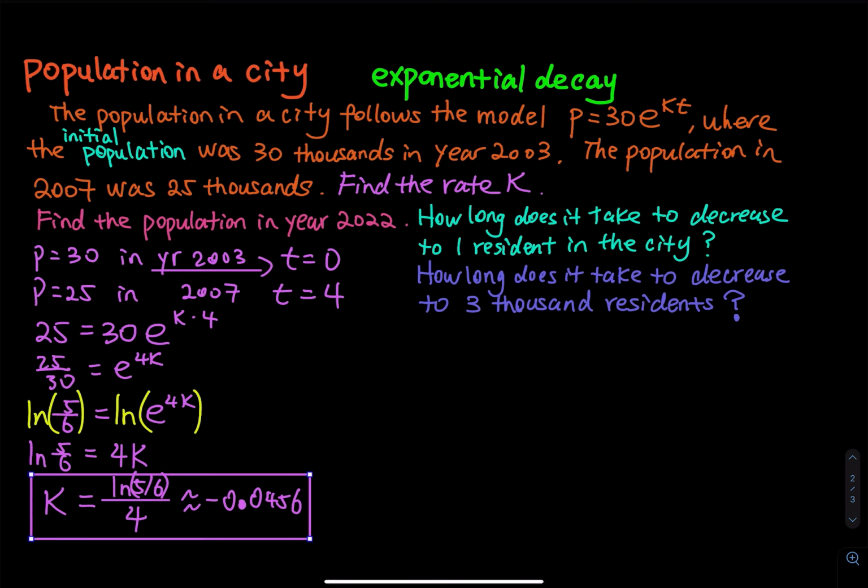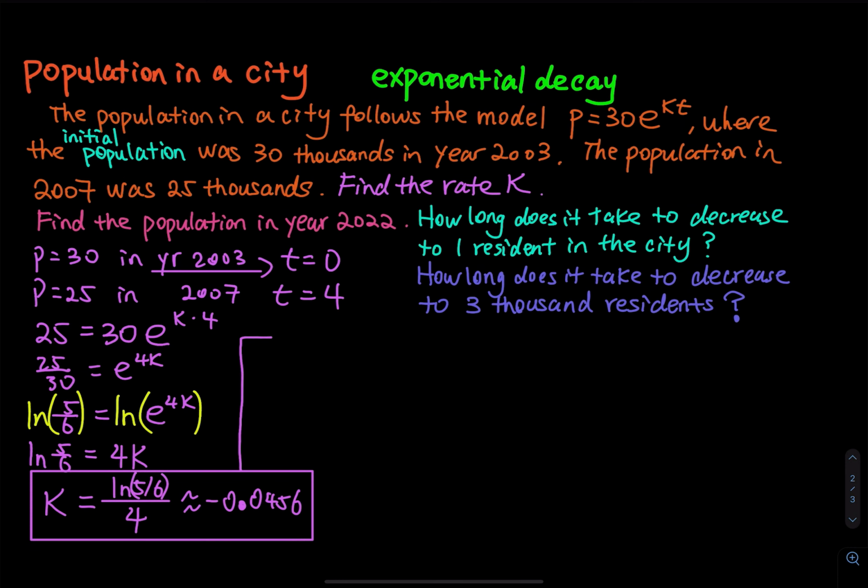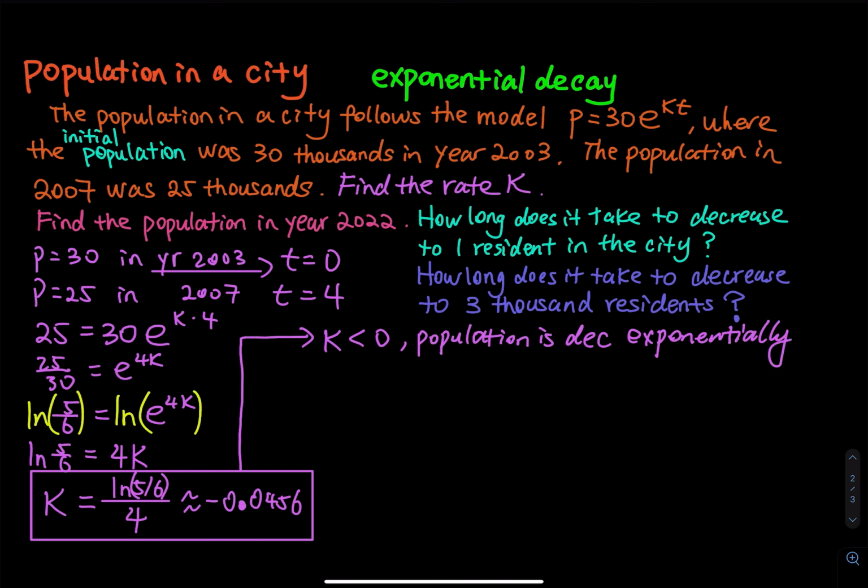And why do I need to box this? Do you see that k is negative? So what does that mean? k is negative, that means the population is decreasing. So we have k less than 0, that means the population is decreasing exponentially. So the population in this city is going down exponentially. Now you have k, you can rewrite the model.